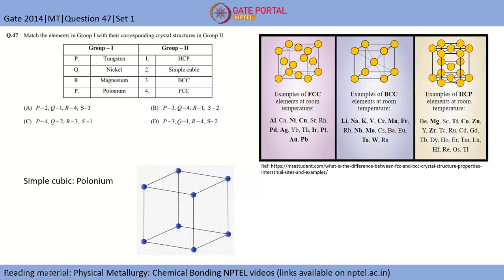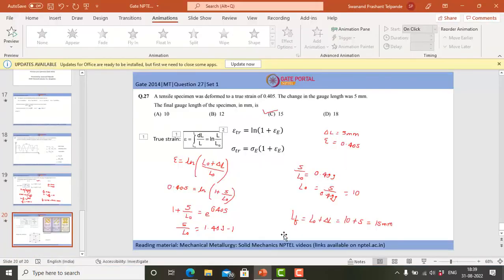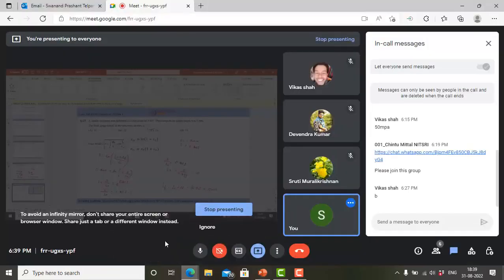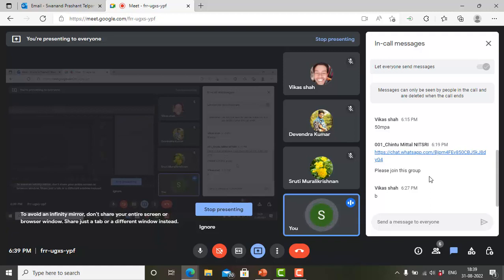Magnesium is HCP, so R is 1, and polonium is simple cubic, so S is 2. Sorry, there is a spelling mistake, it is S basically. So polonium is 2, simple cubic. So P3, Q4, R1, S2. The correct answer will be B. I hope this is clear. It was a basic crystal structures question.